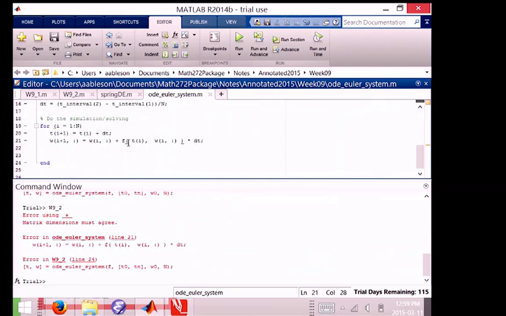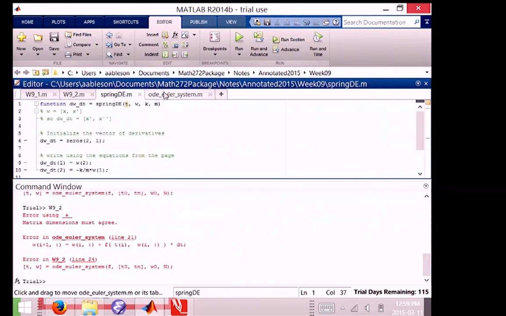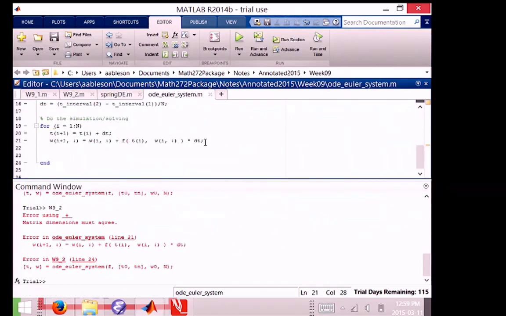So down here, there's a problem. Matrix dimensions must agree. Does anyone have a hypothesis here? We're filling in rows of W. We're going down row, row, row, row, row. We're using our spring differential equation, this F here is really calling the spring differential equation. If you look at those two things, filling in rows and our spring differential equation, is there a mismatch somehow?